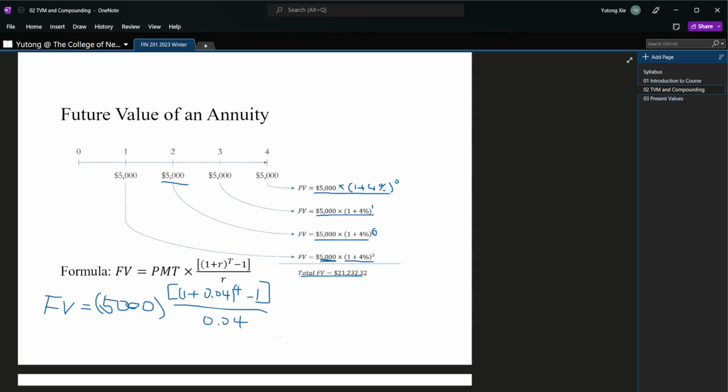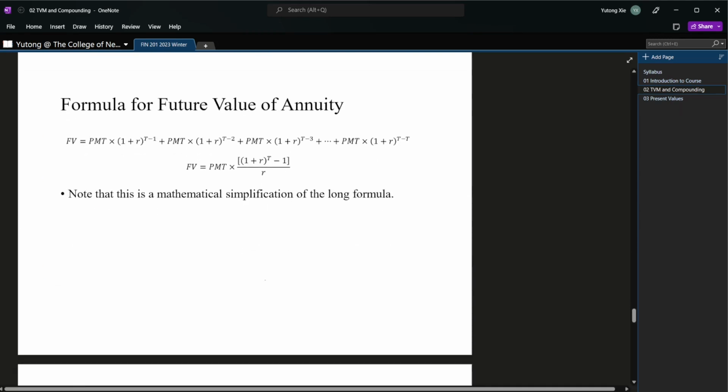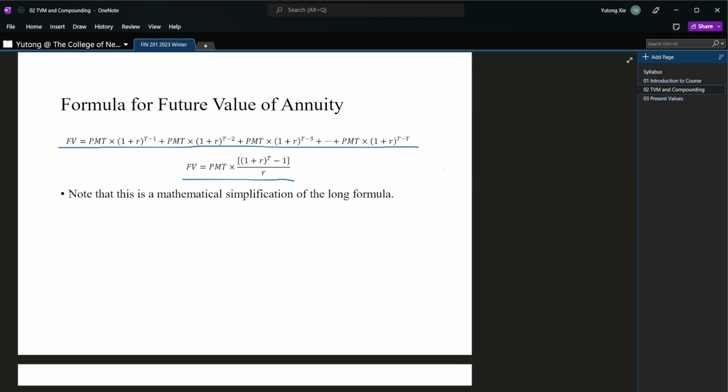Okay, so 4, that is T, so it's basically saying you have 4 years, but this formula presumes that you receive equal amount of payments at the end of year 1, 2, 3, and 4. I'm just putting it here again, but I want to emphasize that this formula, the formula at the bottom, is just a mathematical simplification of the one on the top.